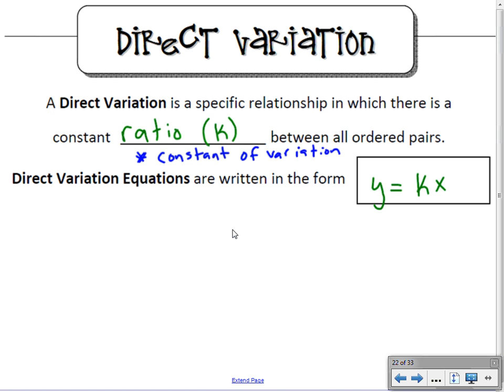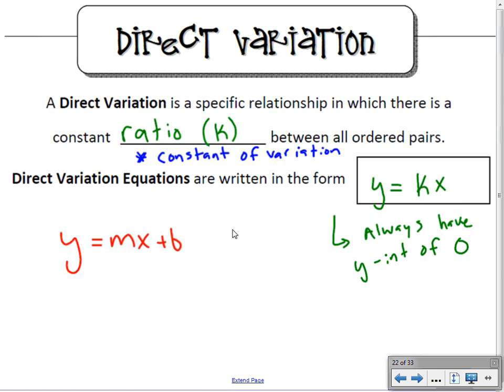And I want you to see the similarity here between our slope-intercept form that we've been working with and this direct variation form. Now, we're missing the plus b part. And if we're missing it, then that means that it's really a zero. So what you can get from this is that direct variations always have y-intercepts of 0. Okay, and since it's always 0, there's no need to put the plus b because plus 0 is, well, it's not necessary. So that's one connection, similarity.